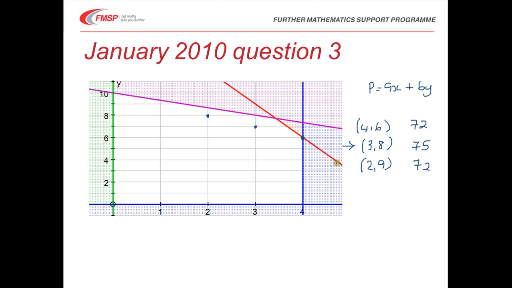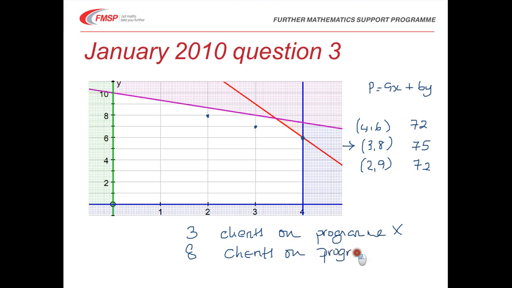Okay, so that means it looks as though we should have 3 clients on program X and 8 clients on program Y. And that will make best use of our available equipment and the best weight loss for our clients.